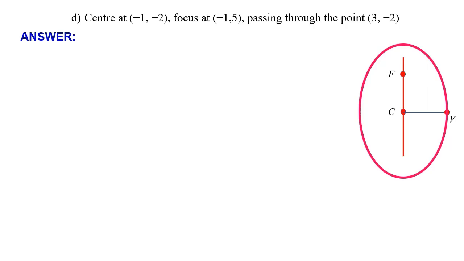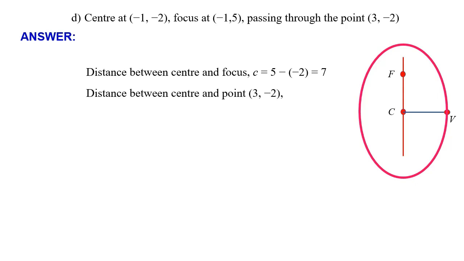Okay, next for the solution. First, from the center and focus, we can find the distance between them, that is c: 5 minus -2, so it will be 7. And then the distance between the center and the point, here we can find the value of a. The value of a will be 3 minus -1, and it will be 4.